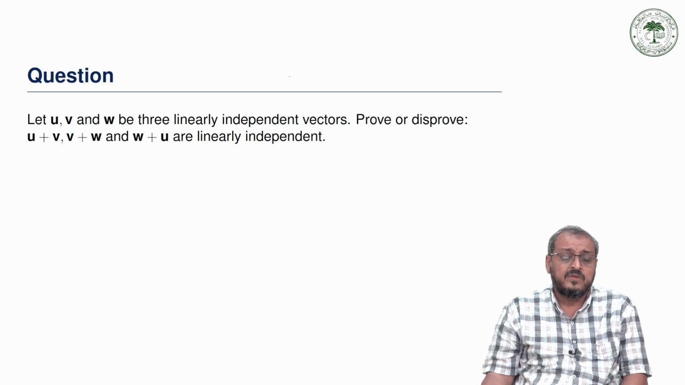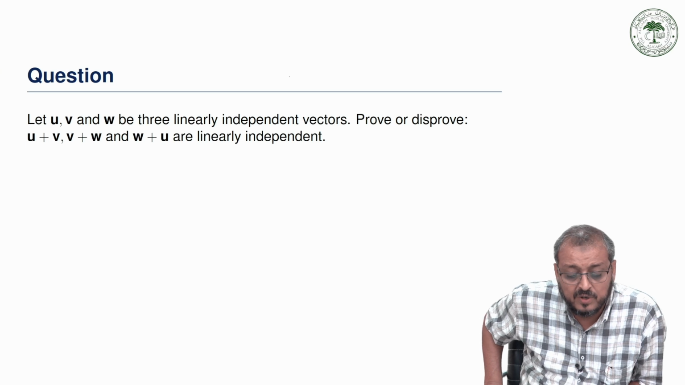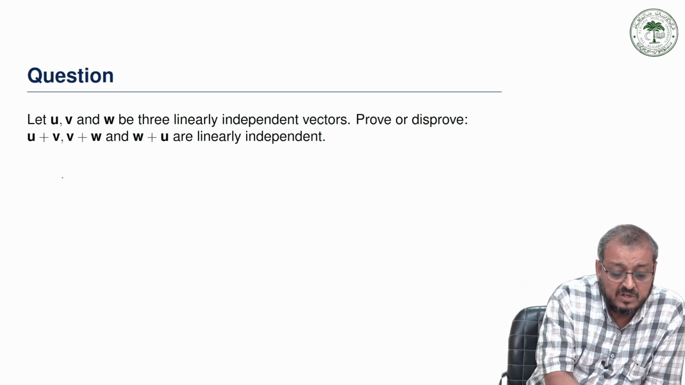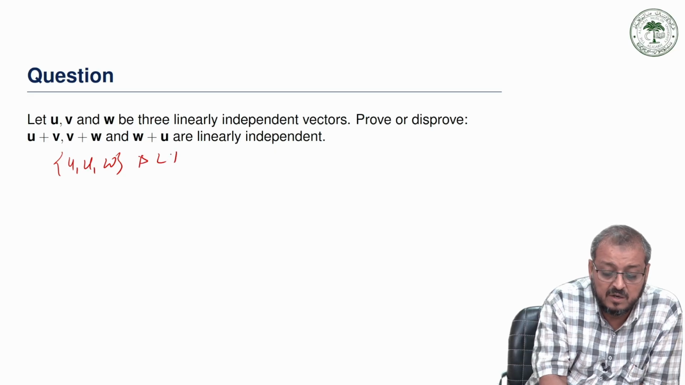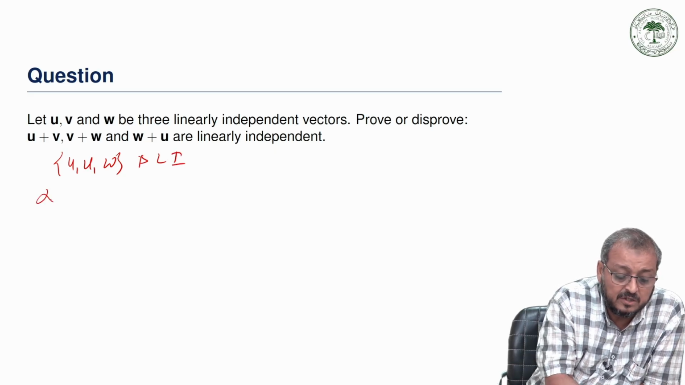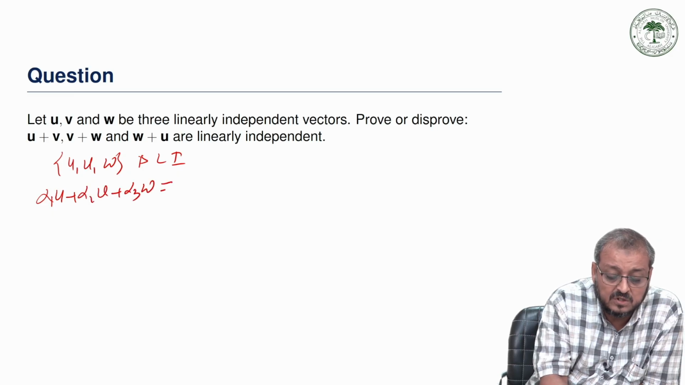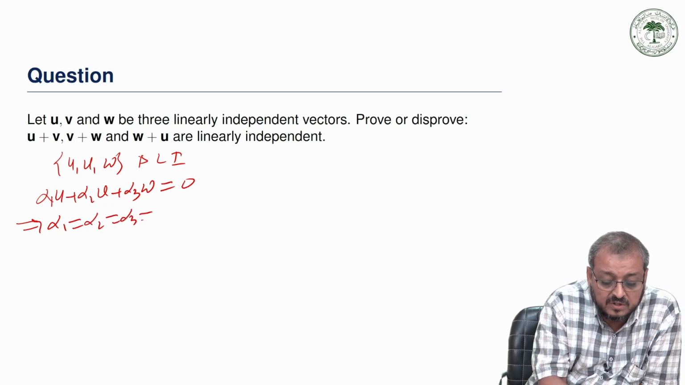Okay, so now I have this problem. Let u, v and w be three linearly independent vectors. We have to prove or disprove that u plus v, v plus w and w plus u are linearly independent or dependent. What is the given? The given is that u, v, w are three linearly independent vectors. That means a linear combination alpha 1 u plus alpha 2 v plus alpha 3 w equal to 0 always implies that alpha 1 equals alpha 2 equals alpha 3 equals 0.